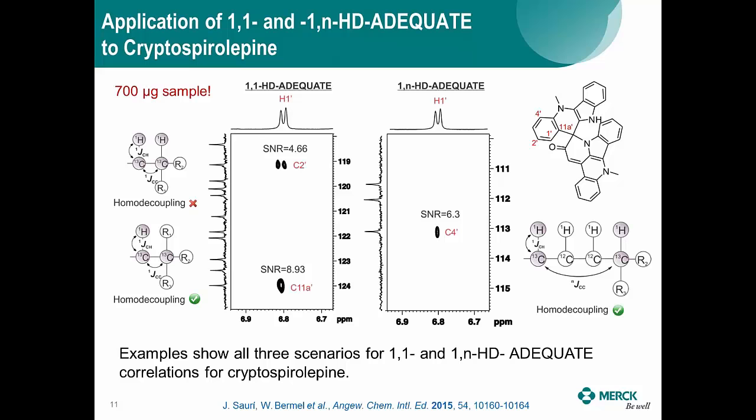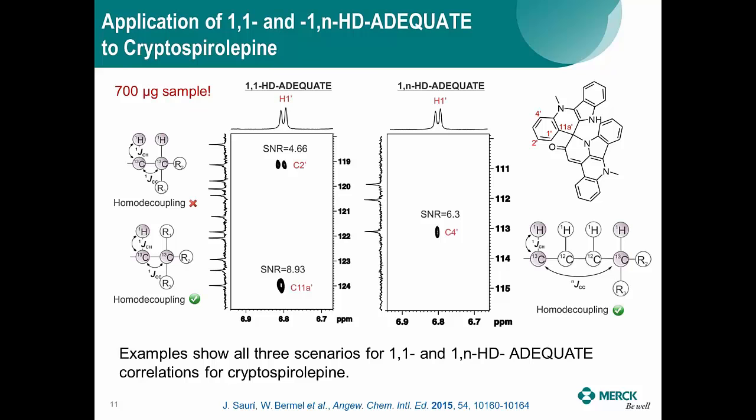So on the left I'm showing the 1,1-ADEQUATE. If we look at the correlation between carbon 1 and carbon 2, this is a CH-CH spin system. So we cannot remove the proton-proton coupling constant of these two protons because both are attached to carbon-13, so everything appears as a doublet. Now if we look at the correlation from C1 to C11a, this is a CH attached to a quaternary carbon, so in this case we are able to remove the proton-proton coupling constant and we get a singlet, with improved sensitivity.